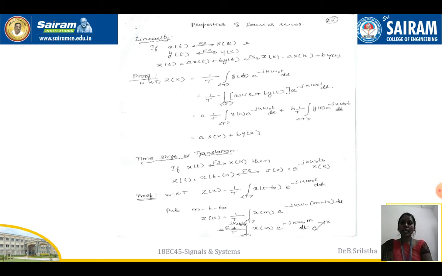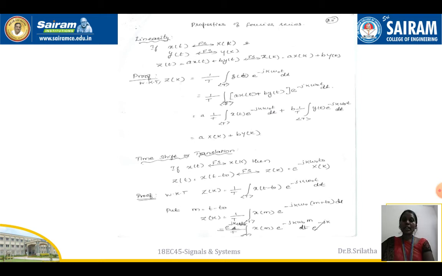We proved it. Clear? What does the linearity property state? It states that the weighted sum of the inputs gives the weighted sum of the outputs. That is, a weighted sum of two continuous time signals should give the weighted sum of their Fourier series expressions. Clear? Now the second property.